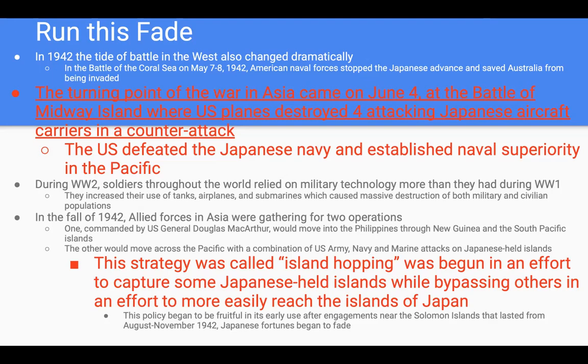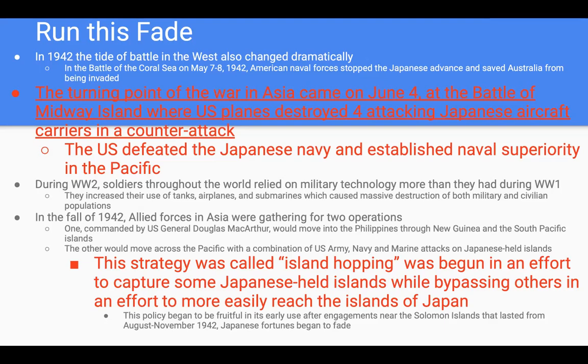During World War II, soldiers throughout the world relied on military technology that they had not had in World War I. They increased their use of tanks, airplanes, submarines, which caused massive destruction on both civilian and military populations. In the fall of 1942, Allied forces in Asia were gathering for two operations. One, commanded by U.S. General Douglas MacArthur, who was forced out of the Philippines, and he returneth, moved into the Philippines through New Guinea and the South Pacific Islands.